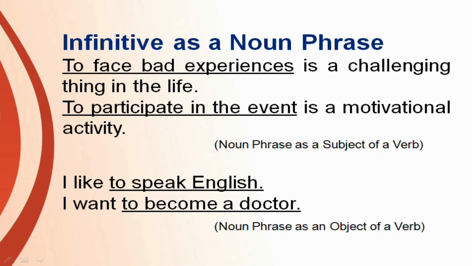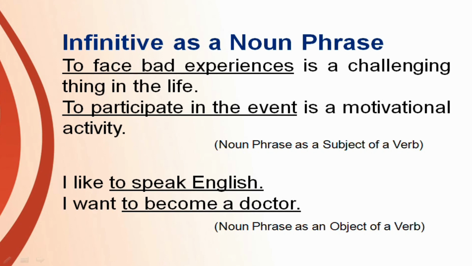To participate in the event is a motivational activity. Here, to participate in the event is an infinitive phrase, and this infinitive phrase is made up of to plus verb first form, preposition, determiner, article, and a noun, event. And this infinitive phrase functions as a noun phrase because this infinitive phrase takes place as a subject of the sentence, and the subject of the sentence is always a noun phrase. That's why this infinitive phrase functions as a noun phrase.